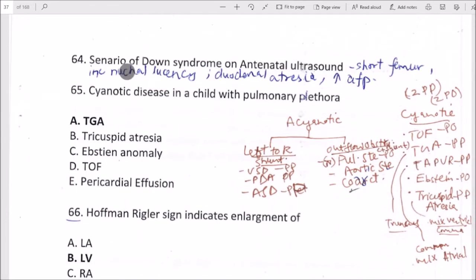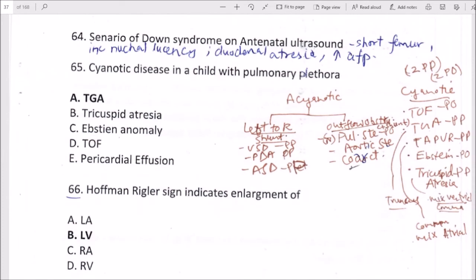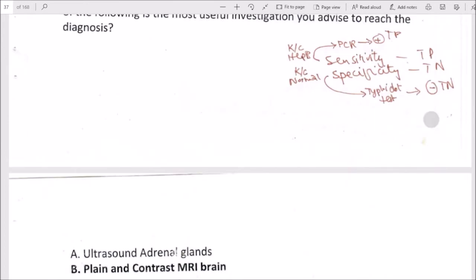64. Scenario of Down syndrome: antenatal ultrasound with short femur, increased nuchal thickness, duodenal atresia, increased alpha-fetoprotein. 65. Cyanotic heart disease in child with pulmonary plethora: transposition of great arteries.